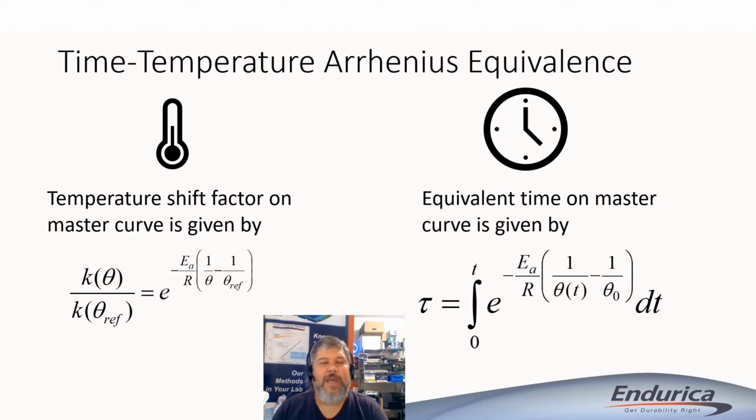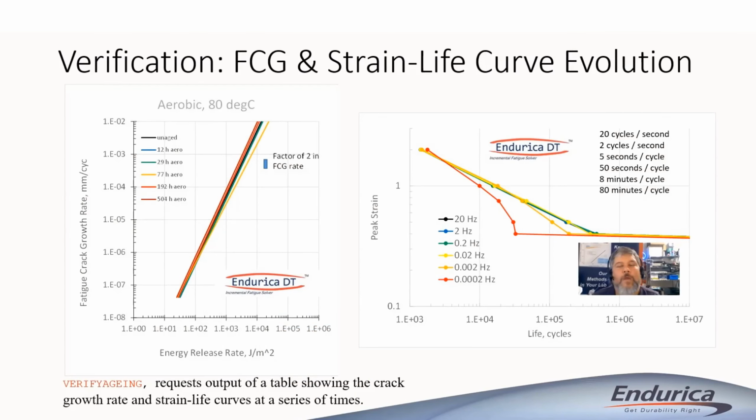Once we've done this, then the aging rate can be accumulated over the entire thermal history for each element in the finite element model. And on the right-hand side of the slide, I'm showing the equation that we use to compute equivalent time at the reference temperature on the master curve. So the end result of setting all these material properties up is a fatigue crack growth rate curve that evolves with time. If you look on the curve on the left-hand side of the slide, you can see a set of curves that have been output from the code for various times.